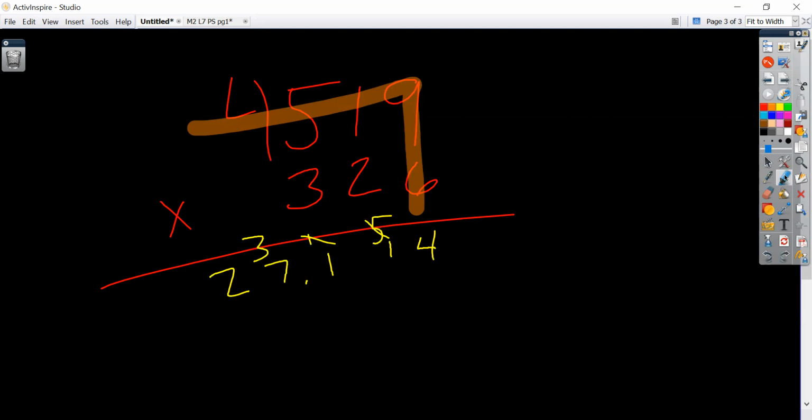All right, let me change colors of my highlighter. Now we're doing 10 times the top number. So now we're going to be in the tens place. Let's go ahead and represent the tens place with a 0 down below.